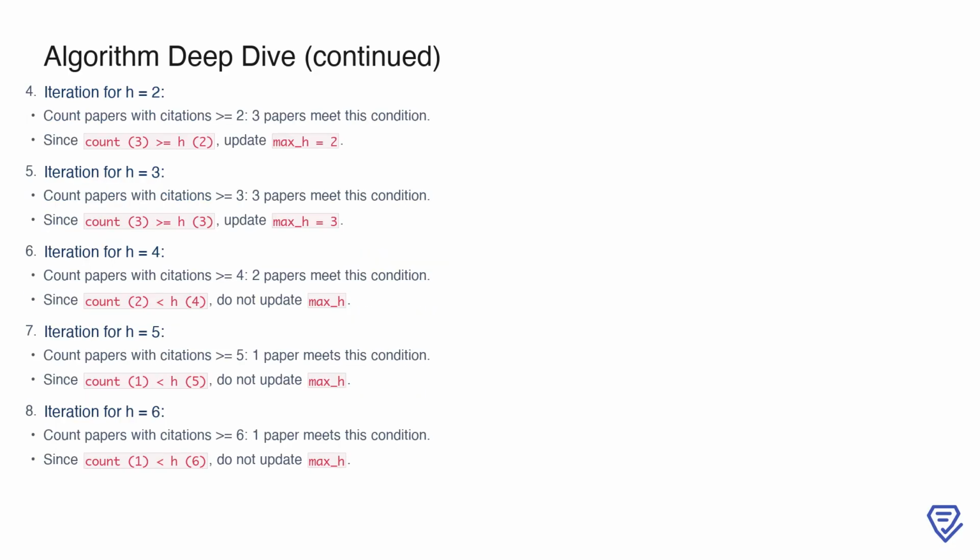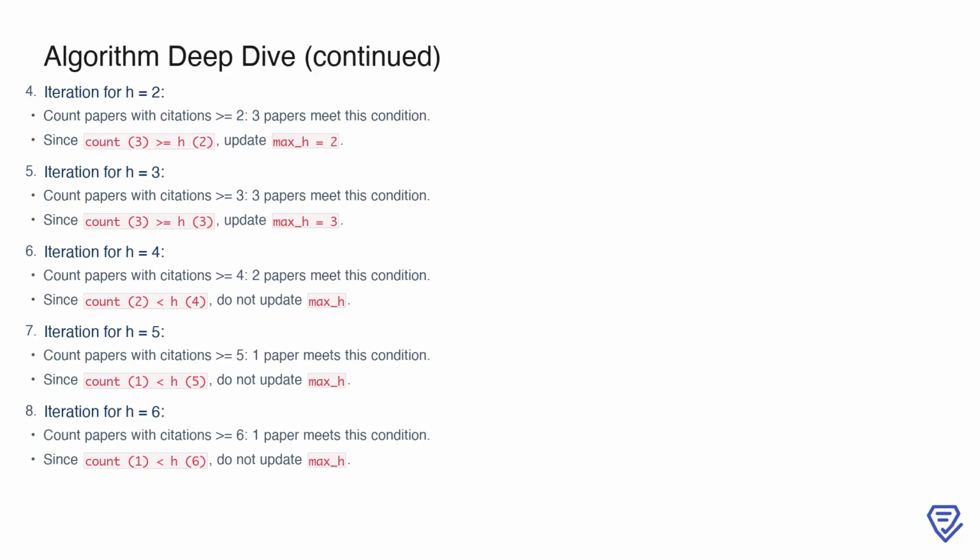Continuing with the next iterations, for h equals 2, we find that 3 papers have citations greater than or equal to 2, so we update max_h to 2. For h equals 3, the count remains 3, which satisfies the condition, leading us to update max_h to 3.